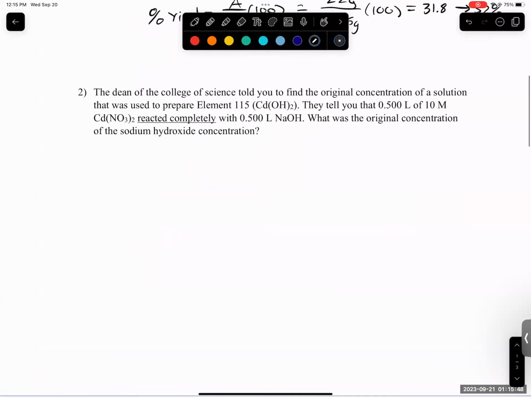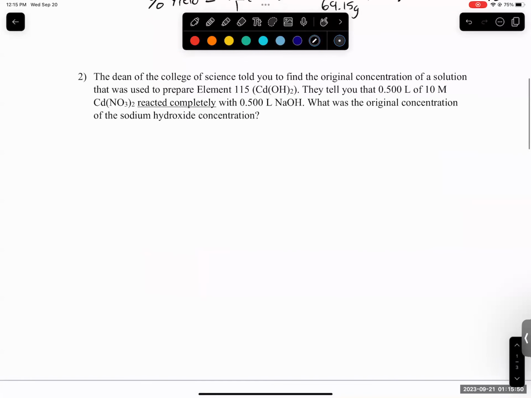All right, number 2. The dean of the College of Science told you to find the original concentration of a solution that was used to prepare element 115, which is just cadmium hydroxide. They tell you that 0.5 liters of 10 molar solution of cadmium nitrate reacted completely with 0.5 liters of sodium hydroxide. What was the original concentration of the sodium hydroxide solution?